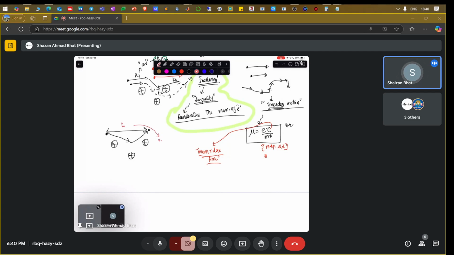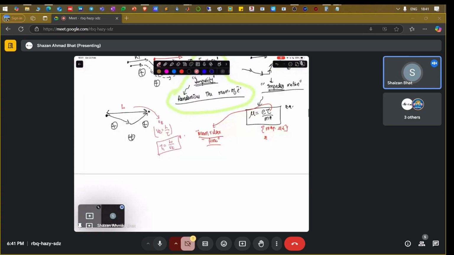Let's say the electron is moving with velocity v electron. Then tau will be given by L over v electron. This is called the momentum relaxation time, tau. It's the time between two successive collision events. So whenever the electron moves from this place to the other place, this length and the time spent between these two events is the momentum relaxation time. And this denotes the mobility.